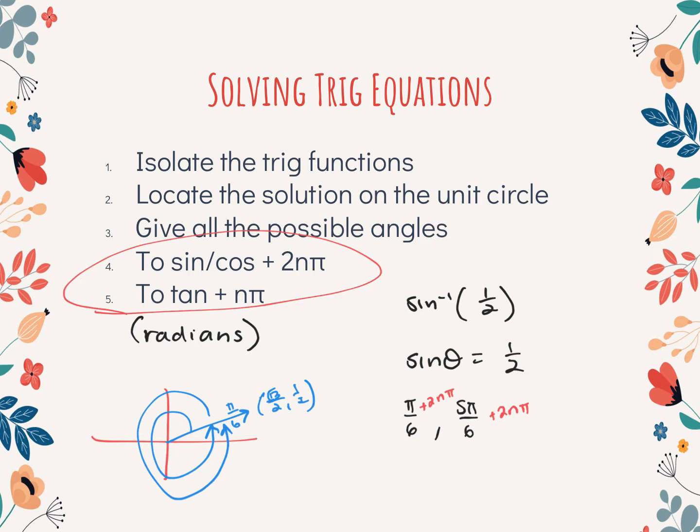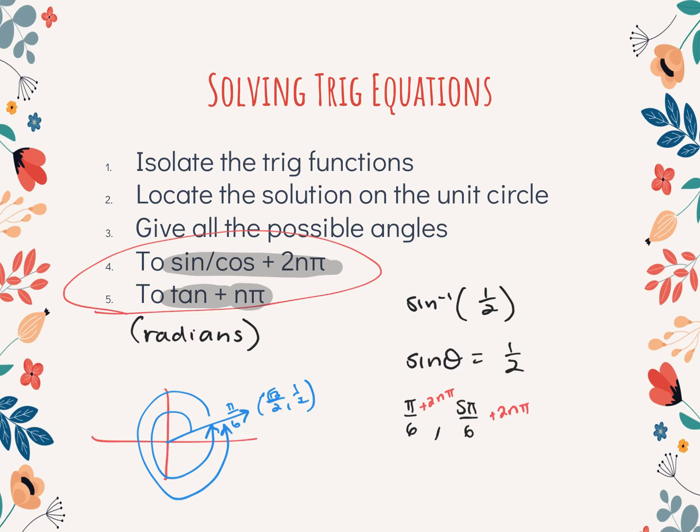N just represents a constant. It could be 1, it could be 2, it could be 3, it could be 4, whatever it is. You don't have to change it, you just write n pi. For tangent, these things happen every half circle, so you add n pi. So again, sine and cosine, 2n pi. For tangent, you're going to add n pi. You don't have to go all the way around the circle. You only go halfway for a tangent answer to repeat.